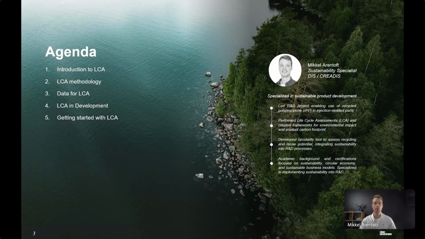For any new attendees, my name is Mikkel, and I'm an engineer here at Gradis who's working with sustainability in product development. In some of my projects, I have worked with implementing recycled plastics in R&D, performed lifecycle assessments to measure the carbon footprint and identifying improvement opportunities in products, and I've been developing tools that can measure circularity as a parameter in the product development process.